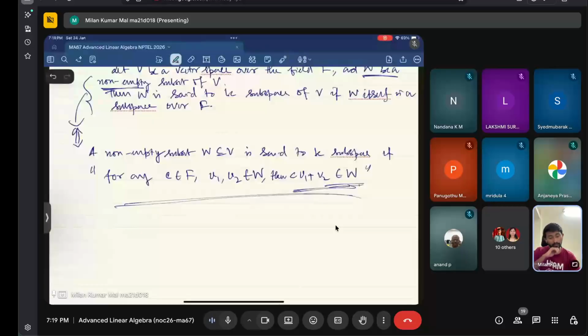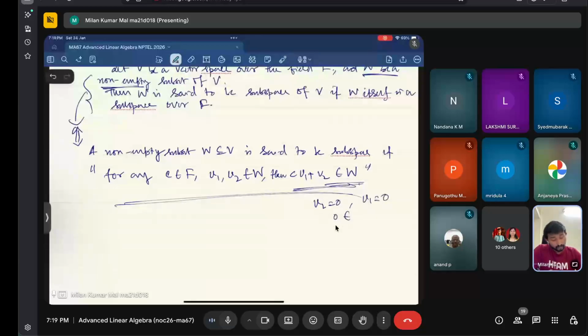0 will be there. How will 0 be there? You just choose v2 equal to 0 and v1 equal to 0. Sorry, no, this is the mistake I am making. The condition is c v1 plus v2 is in W, and we need to check whether 0 is there or not.